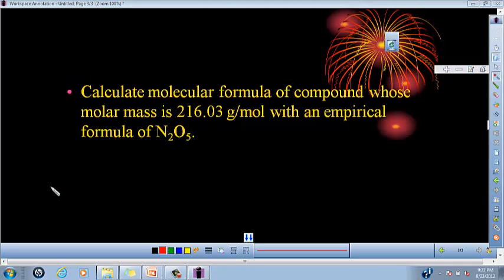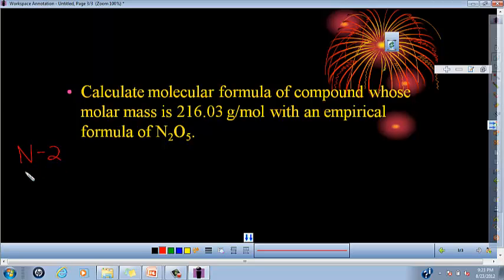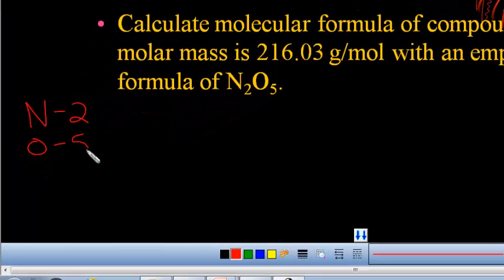All right, so calculate the molecular formula of a compound whose molar mass is 216.03, and it has an empirical formula of N2O5. Well, hopefully you noticed that that's what we just found the empirical formula of. So we're going to calculate the molar mass of that real quick.